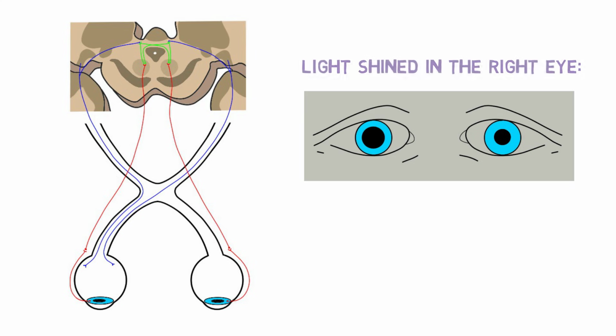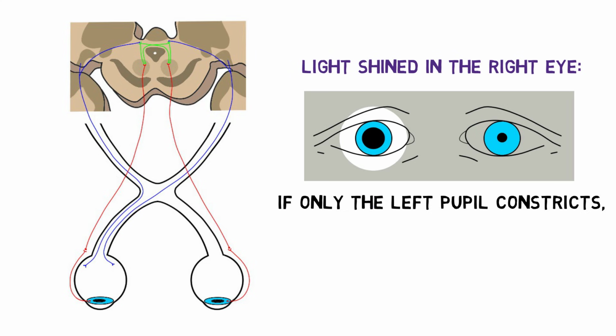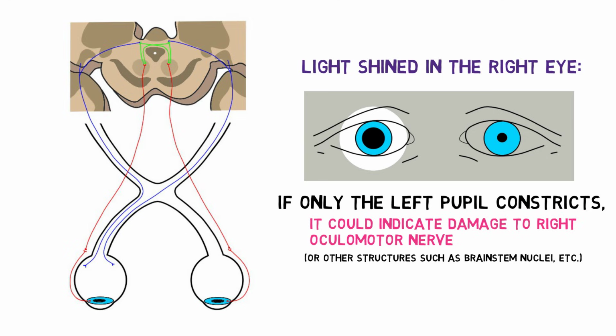But if light shined into the right eye causes only the left pupil to constrict, this indicates the sensory signal was received since the left pupil constricted, but it may suggest a problem with the right oculomotor nerve, since the motor signal does not seem to be reaching the pupillary sphincter.